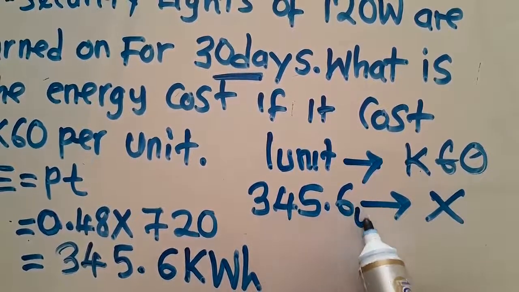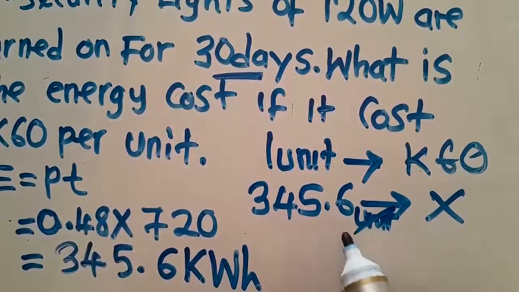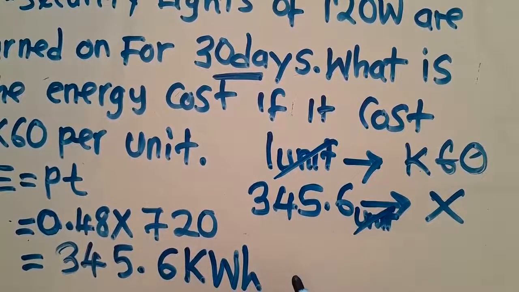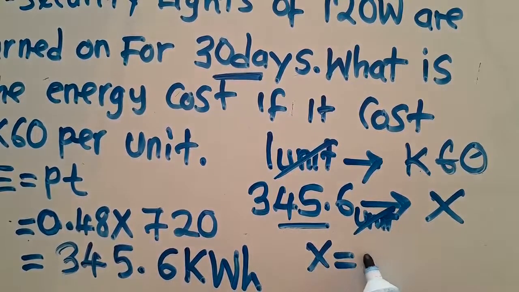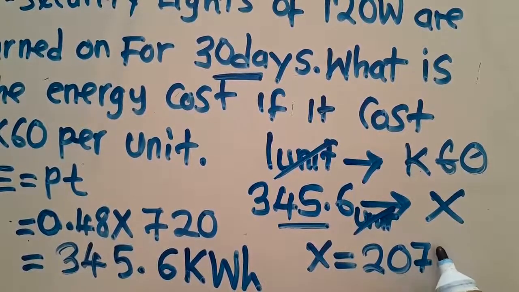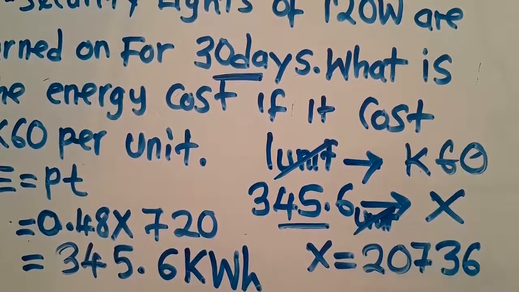So here we've got units. You know that the units which are here will cancel out. So 1 times X, X is equal to, you multiply now, this one times the 60 which is there. So times 60. What answer are you getting? The answer is 2,736. Confirm with me. So this is the answer that we found.